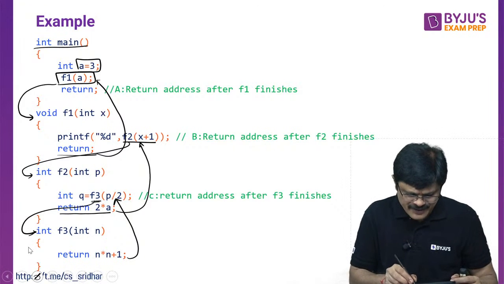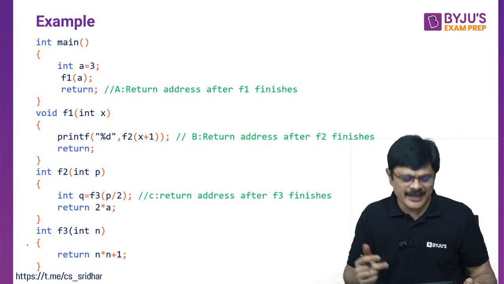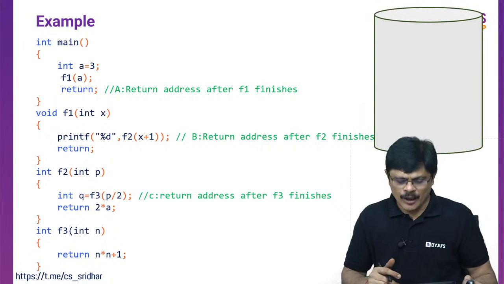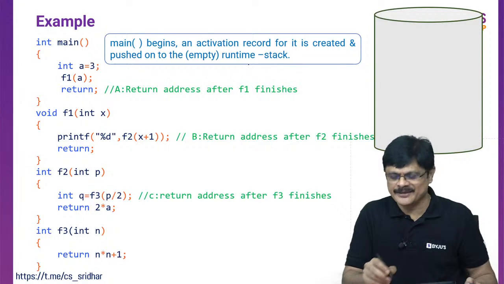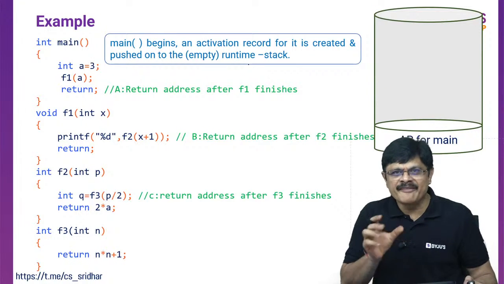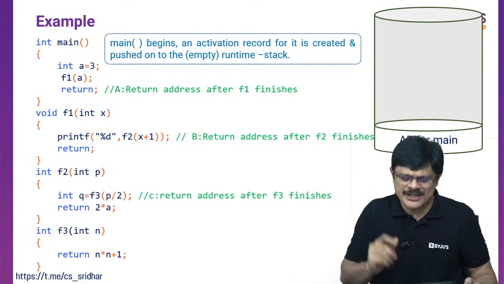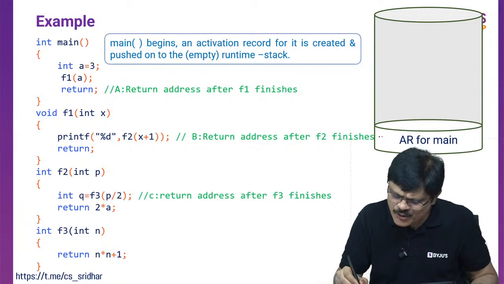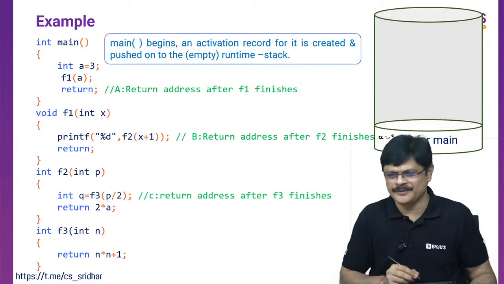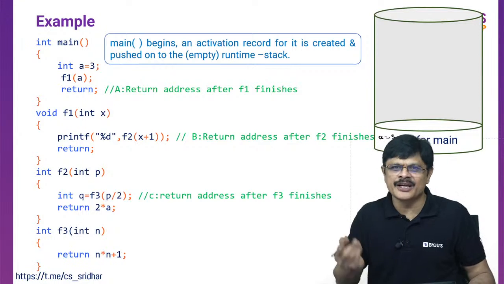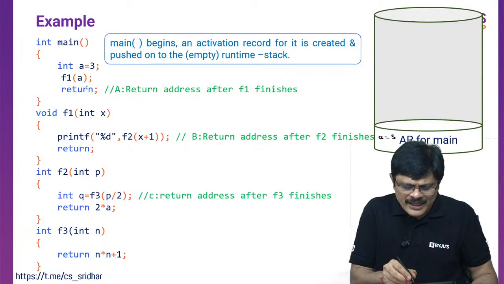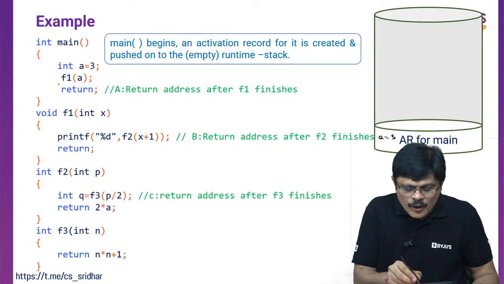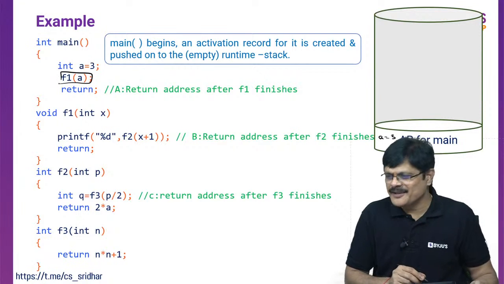So let us see how the activation records are created. Now look at this. Main begins, an activation record for it is created and pushed onto the runtime stack. The main function activation record is pushed onto the stack. So in this particular thing, what is stored, sir? A is equal to 3 is stored. That is the local variable, the local data is stored. Now what is happening, sir? You are calling the F1 function.